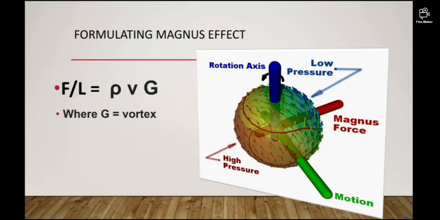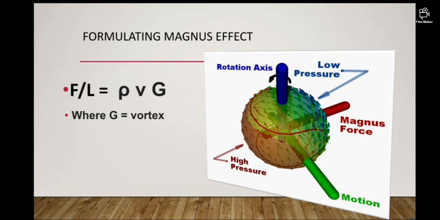We have already learned the concept behind the Magnus Effect. Now it's time to formulate it. We can formulate the Magnus force from the Kutta-Joukowski lift, and it looks like this: F by L equals rho V gamma, where F is the Magnus force and gamma is the vortex strength.